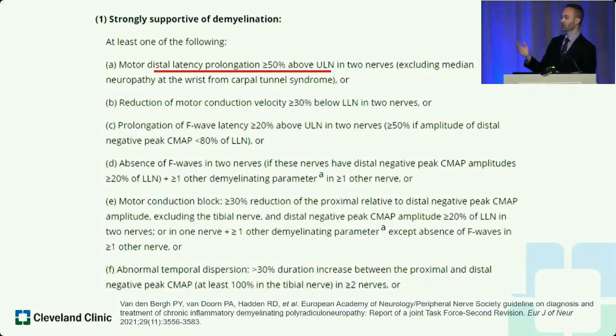And I'm not going to read through all of these. These are certainly available for reference. But some of the more common mistakes that we see in polyneuropathy evaluation is misdiagnosing demyelinating neuropathies, right?